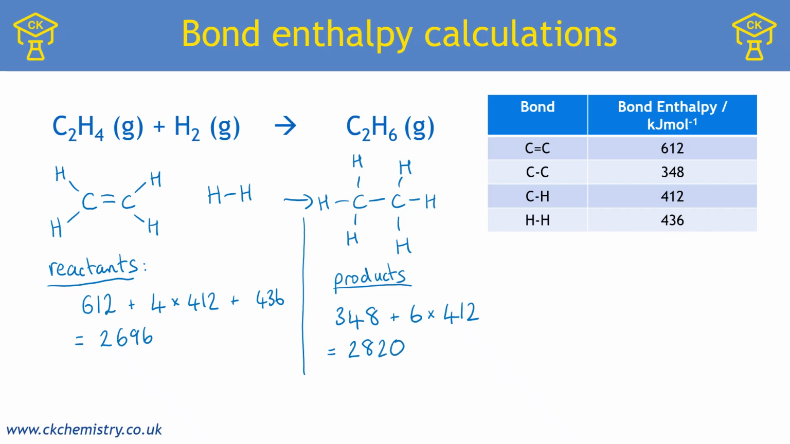And then hopefully we know that to work out the delta H, it's going to be the sum of the bonds in the reactants. So the bonds broken, which is 2696, minus the bonds that I make, which is 2820. And most people just learn this because it's not that hard to remember.